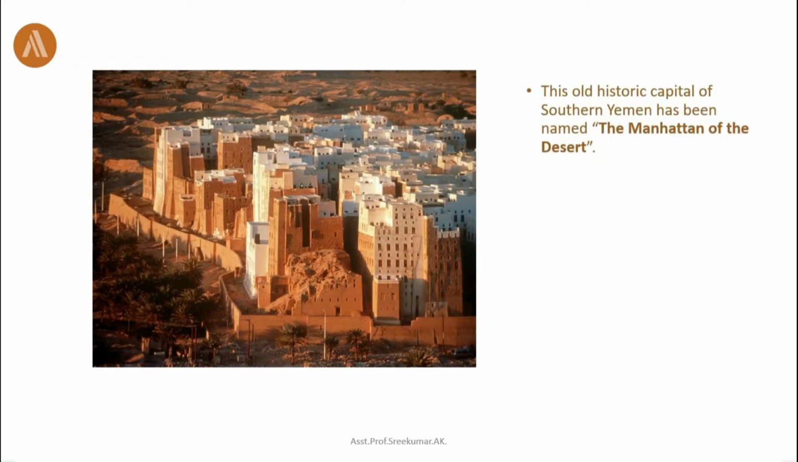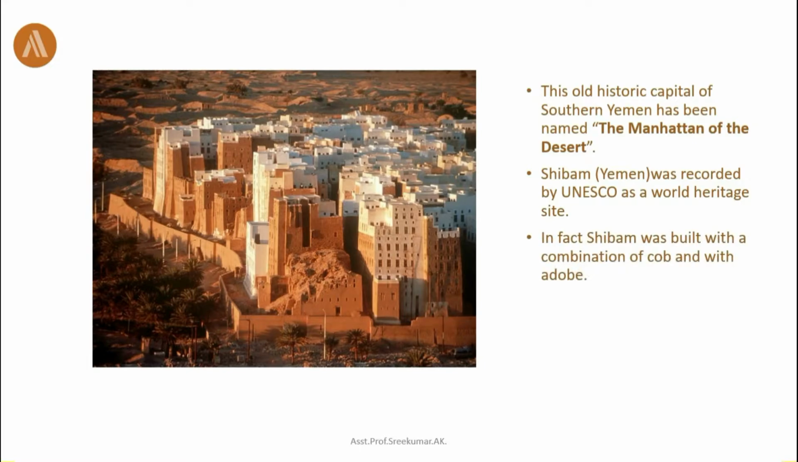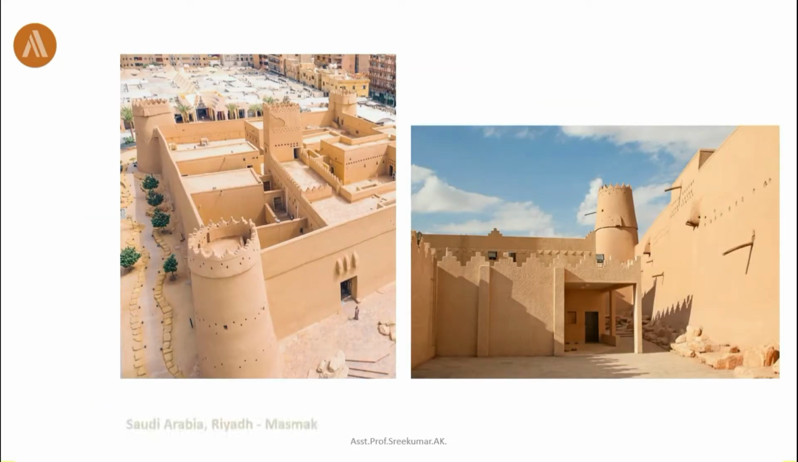The old historic capital of southern Yemen has been named the Manhattan of the desert. This place is Shibam in Yemen. Shibam was recorded by UNESCO as a World Heritage Site. In fact, Shibam was built with a combination of cob and adobe. Next, we have the Masmak Fort in Saudi Arabia. This is a clay and mud brick fort with 4 watchtowers and a thick wall.